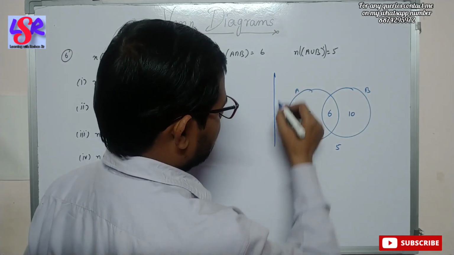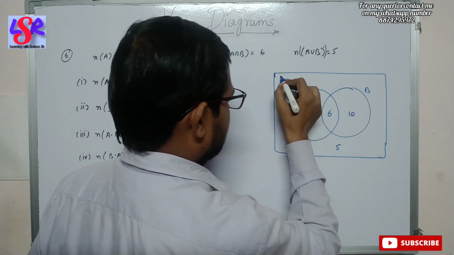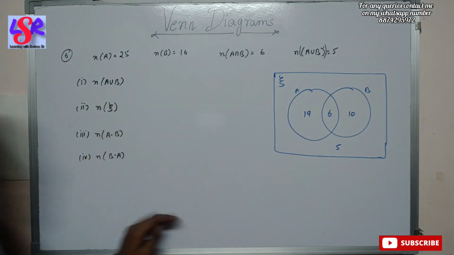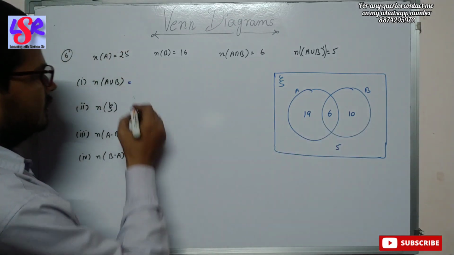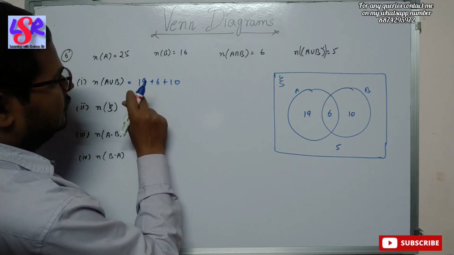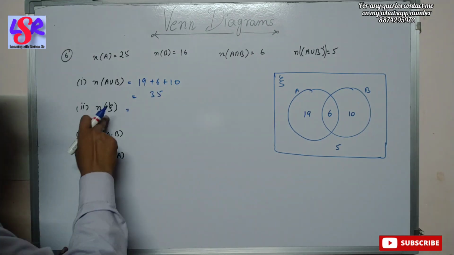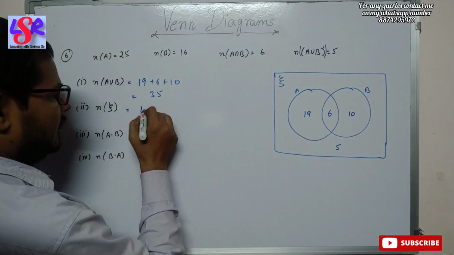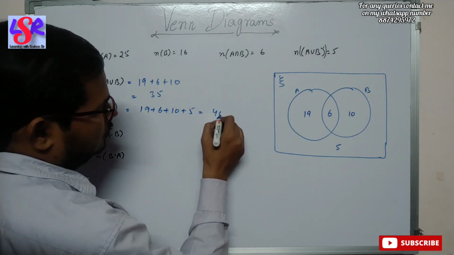That is, it is going to be considered in universal set. So here we get the universal set. Then we have to fill up all of this with the help of this. So the union is going to consider all the numbers in the set. So this is 19 plus 6 plus 10. That is equals to 19 plus 6, 25, and 25 plus 10, 35. Then we have the universal. So in the universal, you'll be having all of the terms, that is 19 plus 6 plus 10 plus 5. That is equals to 40.